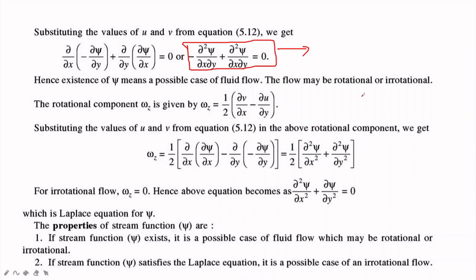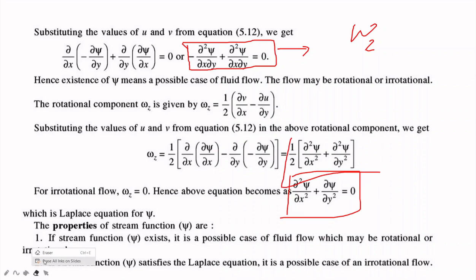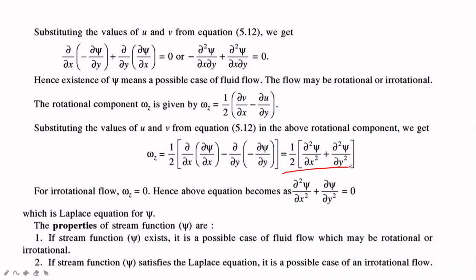How to know it is rotational or irrotational? We have to use another term, omega z. So omega z is given by half into dou v by dou x minus dou u by dou y. You already explained here. So substituting the values of u and v from the equation, u and v we already know. Once we substitute, we will get the equation half into dou square phi by dou x square plus dou square phi by dou y square. We will get this equation.